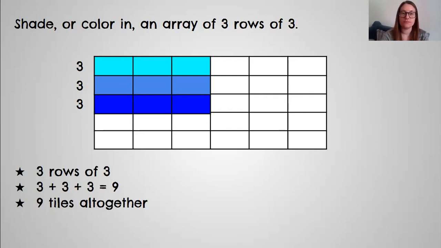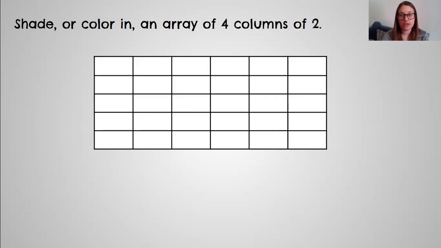Let's try another one. Again, we're starting with our blank rectangle. We want to shade in an array of 4 columns of 2. So rows go from side to side. Columns go up and down, top to bottom. Thinking of how you would show 4 columns of 2. Picture that on this rectangle. It would look something like this.